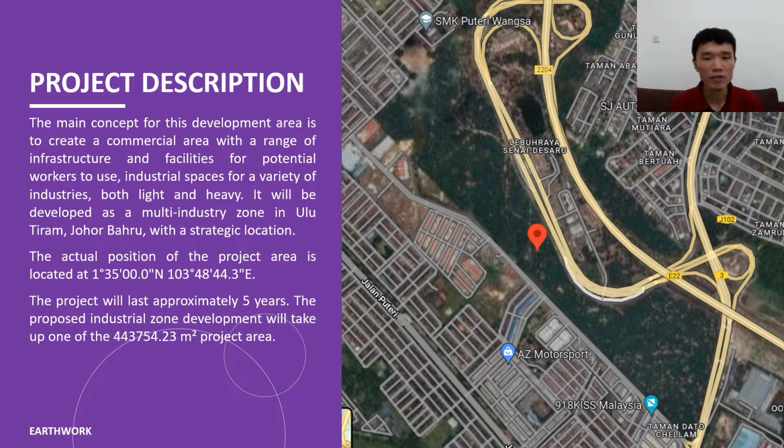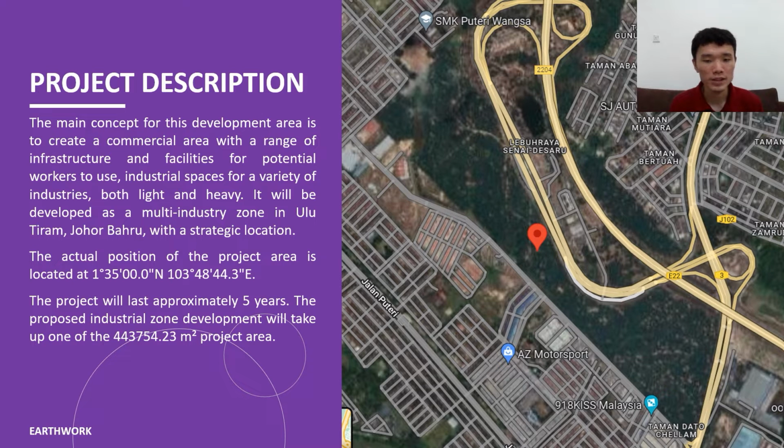The main concept of the development is to create a business district with a range of infrastructure and facilities available to potential workers, as well as industrial spaces for various light and heavy industries. It will be developed into a multi-industrial area strategically located in Ulu Tiram, Johor Bahru. The actual location of the project area is shown below. The project will last about 5 years.